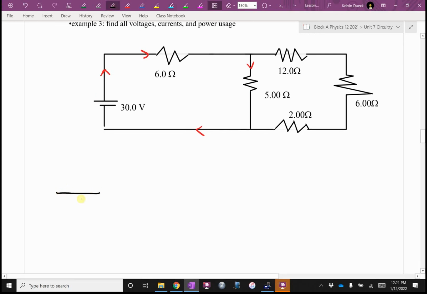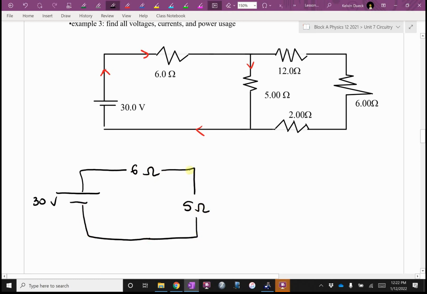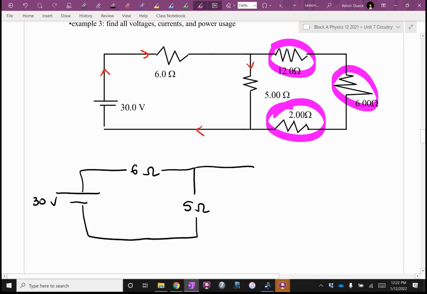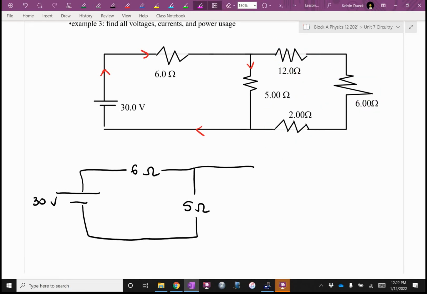So I have a 30 volt battery, 6 ohm resistor, 5 ohm resistor. What will I do with these 3? Why? They're in series. So it's the same as, how big? That whole right-hand branch is the same as a single resistor. How big?